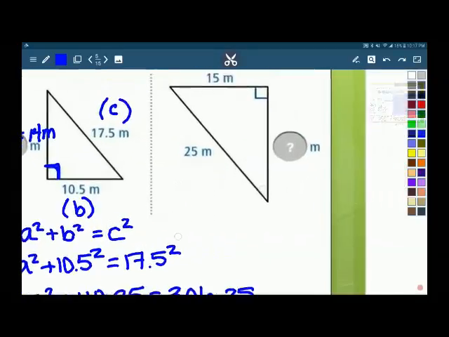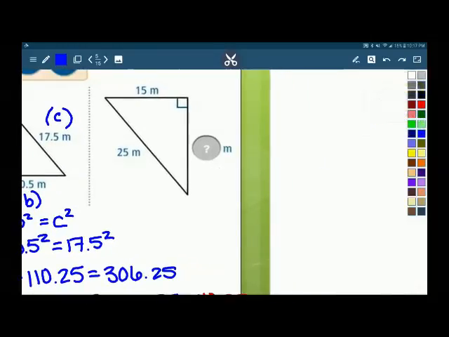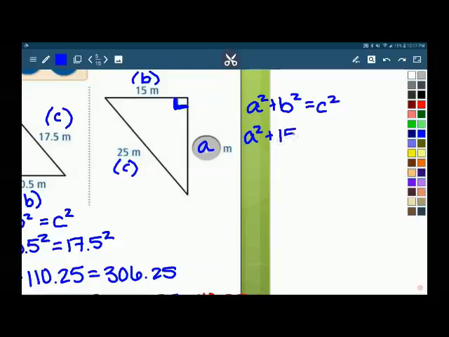Got one more example for you. I'm sure you guys are probably like, all right, we get it already, but I do want to show you one last one, and then you can go ahead and try it on your own. Again, I'm going to rewrite my Pythagorean theorem. a squared plus b squared is equal to c squared. I have my legs being connected by the right angle, so I'm going to call my unknown a. I'm going to call my other leg b, and always the longest side, or the side across from the right angle, c. So I have a squared plus 15 squared is equal to 25 squared.